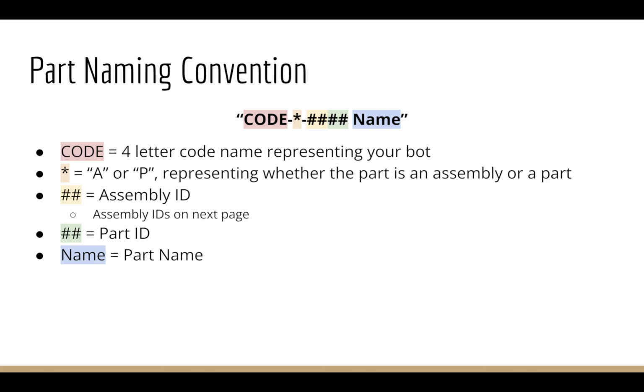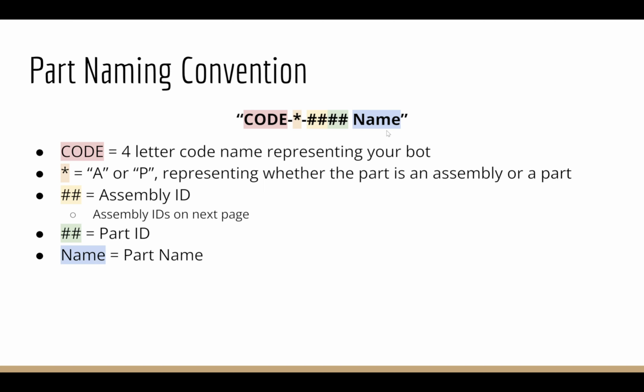This is the naming convention for this semester. So it starts off with a 4-letter code representing your robot, and this should make somewhat sense. So for example, for Ted Cruz, the 4-letter code would be TDCZ. It kind of sounds like Ted Cruz. Then the asterisk represents a character. It's going to be A or P, and the A means this part is an assembly. The P means this part is a part. Then you have 2 digits representing your assembly ID, 2 digits representing your part ID, and then your part's name.